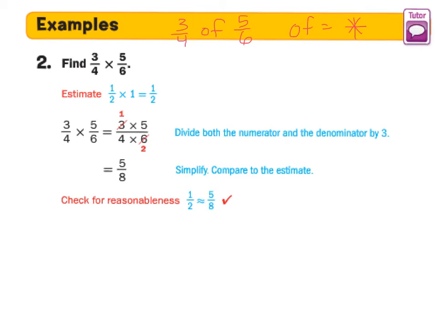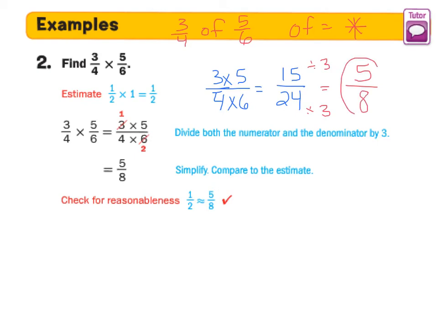Now what would happen if we didn't simplify? Well, we would have 3 times 5 over 4 times 6. And we get 15 over 24. Well, at this point then we have to remember to check our factors. And 15 and 24 don't look all that compatible, but we can divide them both by 3. And so 15 divided by 3 is 5, and 24 divided by 3 is 8. So I get the same answer either way.